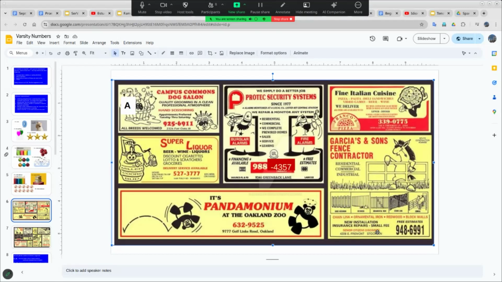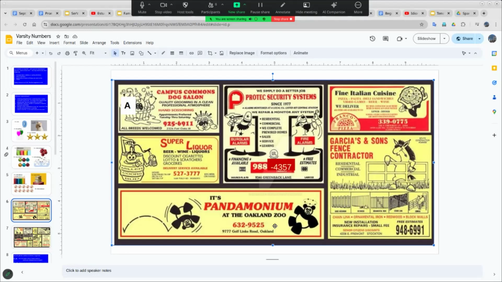Oh, the fence guy. ¿Cuál es el número de teléfono? What's the phone number? Aquí, ¿quién? Who wants to give this one a go? Okay. 948-6991. Muy bien, muy bien. Fantástico. Sí. Pandemonium. Who wants to give that one a try? ¿Quién?